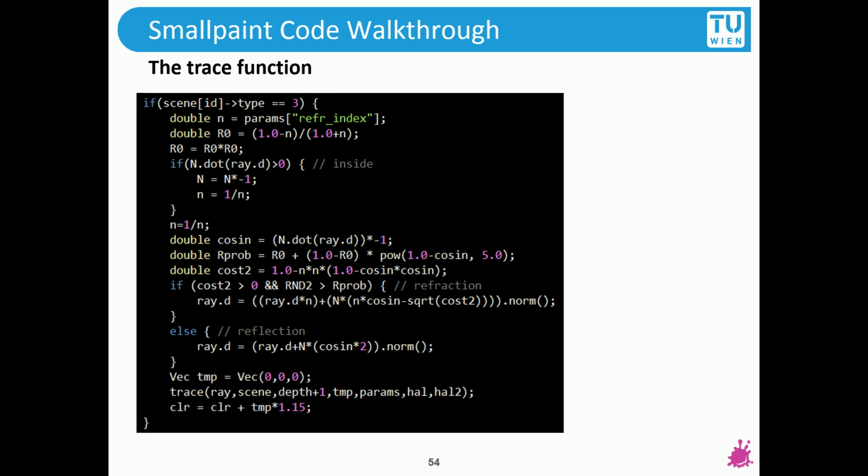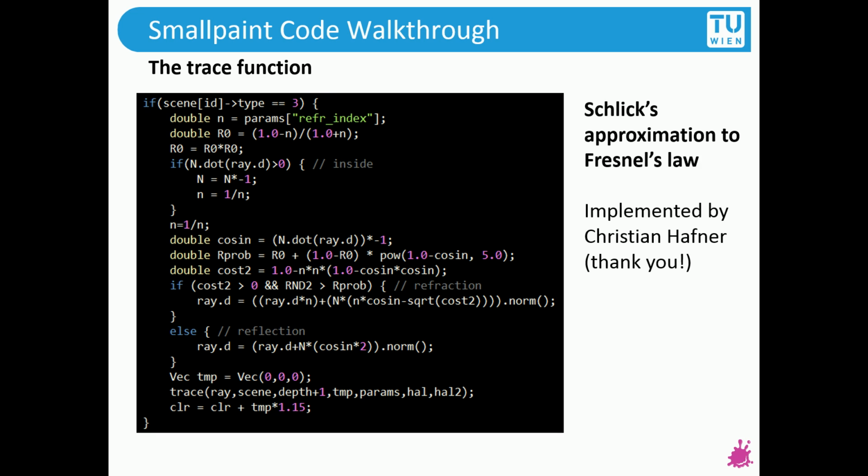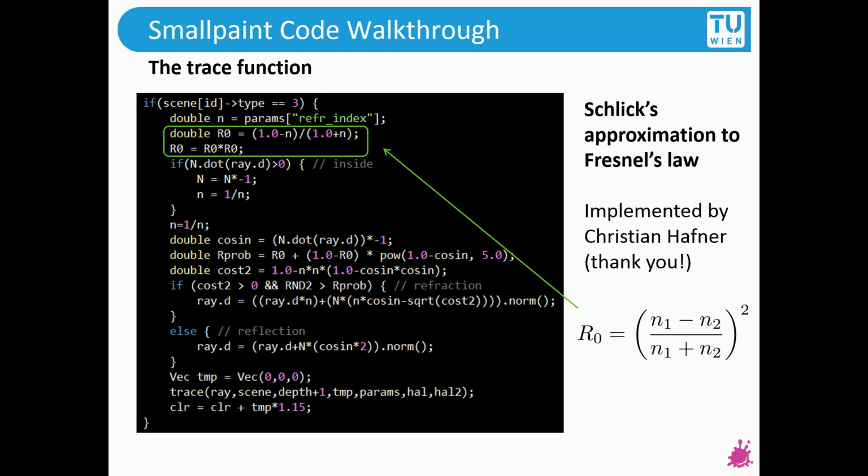Onwards to Fresnel's law. What is the probability of reflection and refraction when rays are bouncing off in different directions, in different angles off of refractive surfaces? Implemented by Christian Hafner, so a big thanks to him. It is very simple. You can see that it is exactly the same as what we have learned in mathematics. So this is the R0 term. This is the probability of reflection in normal incidence, and we are interested in the square of that. And note that you don't see the N1 and N2. This is because one of them is always going to be air or vacuum, so it is going to have the index of refraction of 1.